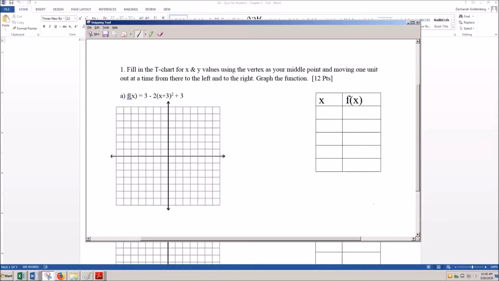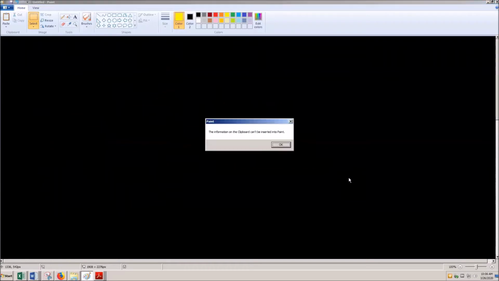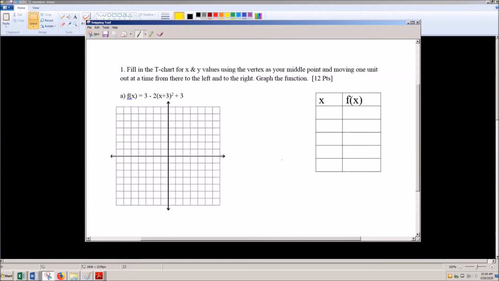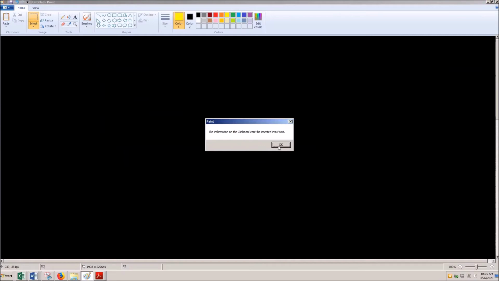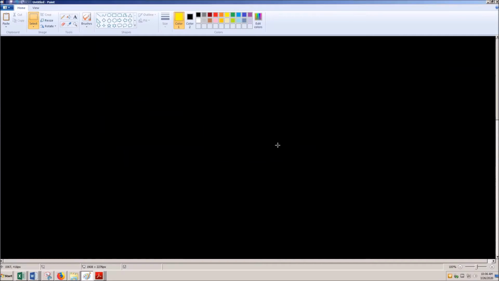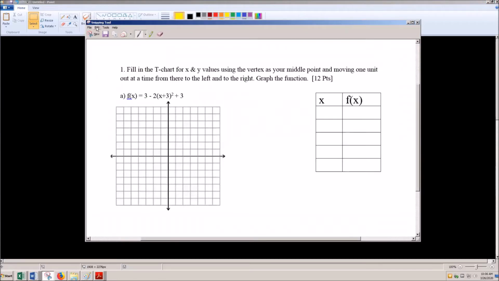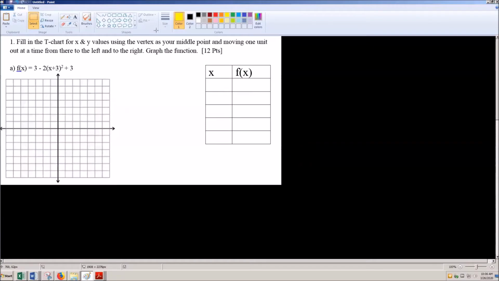I should, in theory, be able to do this fairly well because I'm given a, whoopsie. Oh, please, computer, don't do me like this. There we go.